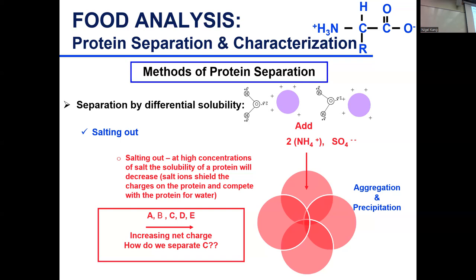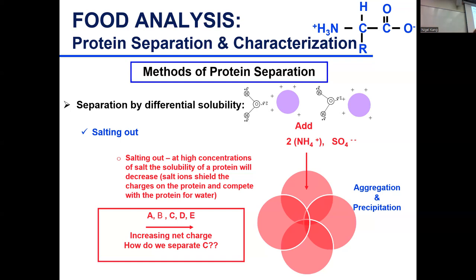One common salt that is used for the salting out effect, protein precipitation and protein separation is ammonium sulfate. Usually the concentration that we use is like 2 molar, I believe. So salting out happens and the protein precipitates, so we can separate the protein.